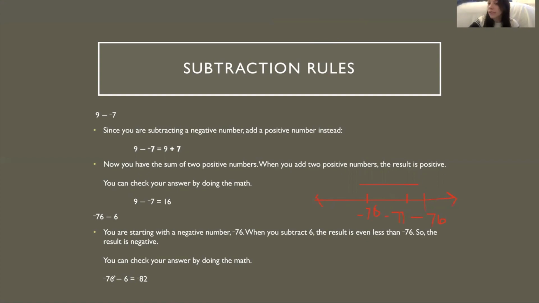So essentially you're just doing 76 plus 6, because we're getting 82. Sorry, I crossed out the 82 by accident, but the result is 82, and then you're putting the negative on it because you're starting with the negative number.